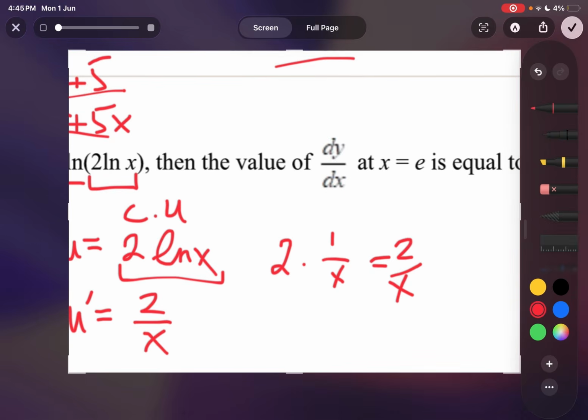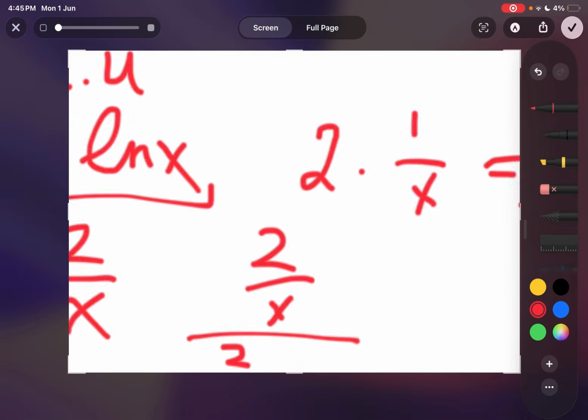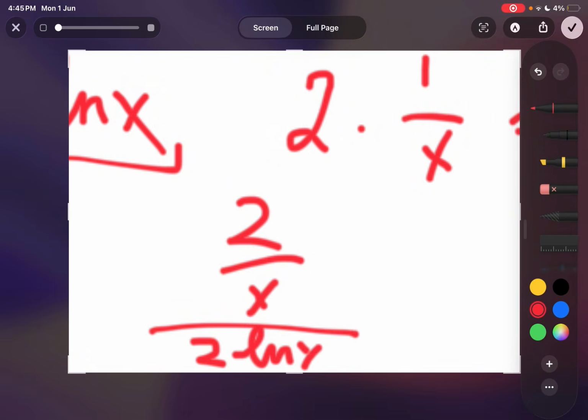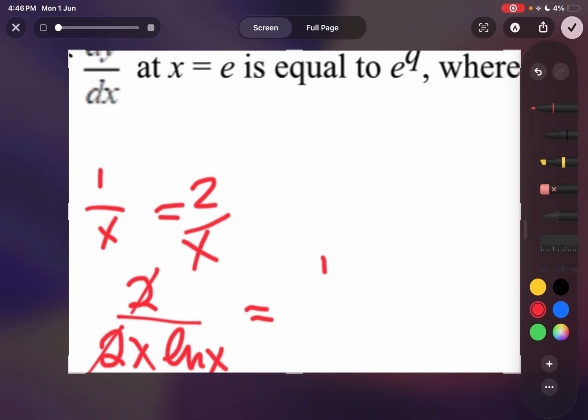So it's u prime over u. So u prime, 2 over x, over u, 2 ln x. And then here you can remove both twos. So now it will be 2 over 2x ln x. Okay, you can divide the 2. Now it will become 1 over x ln x. This is your final answer.